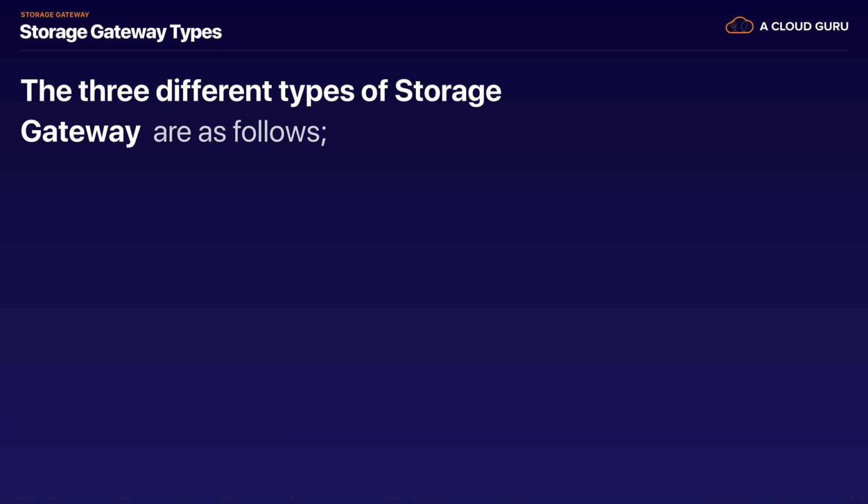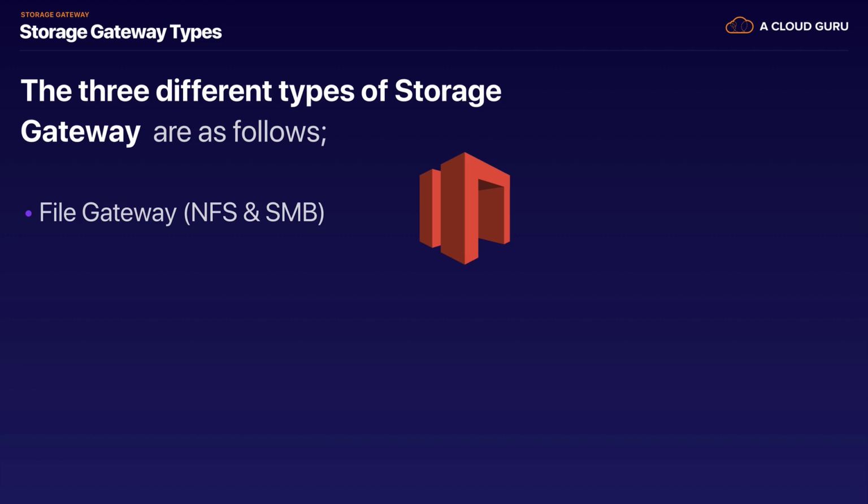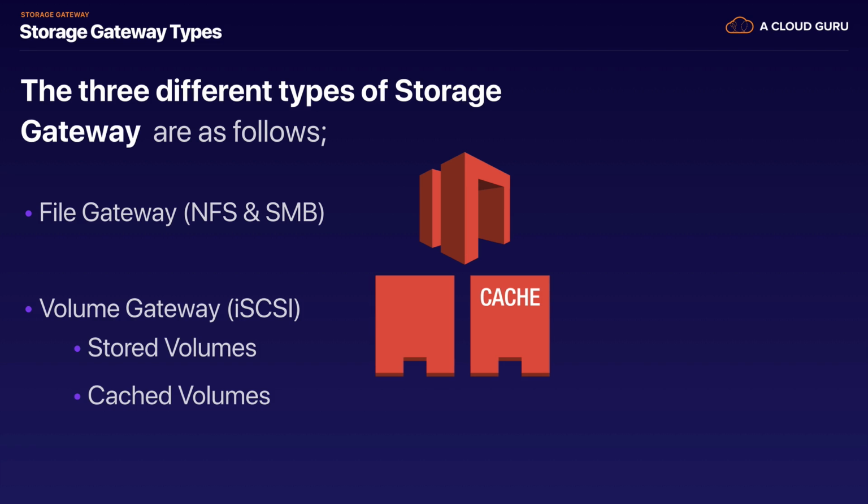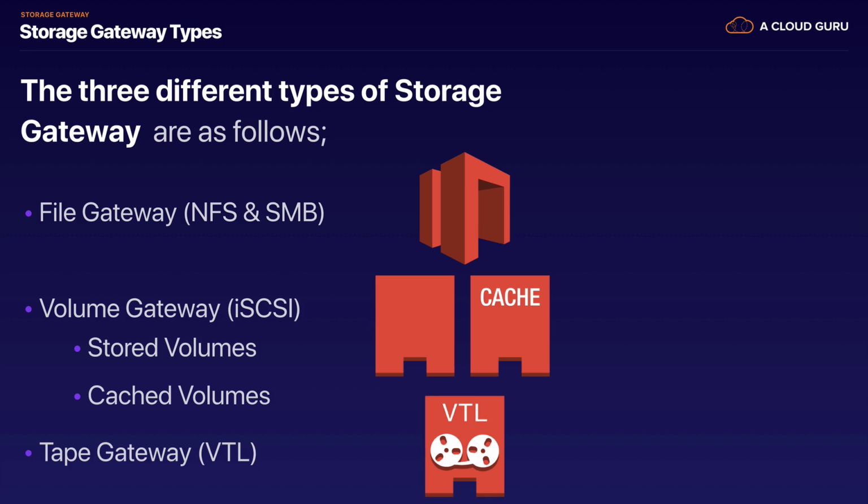So Storage Gateway comes in effectively 3 different flavors, and they are as follows. So we have our File Gateway, and this is either NFS or SMB. We then have our Volume Gateway, and this is using iSCSI. So File Gateway is basically a way of storing files in S3, whereas Volume Gateway is a way of storing basically copies of your hard disk drives or virtual hard disk drives in S3. And there's 2 different types of Volume Gateway. You've got your stored volumes, and then you've also got your cached volumes as well. And then finally we have Tape Gateway, and this is a virtual tape library. So let's go ahead and have a look at all of them.